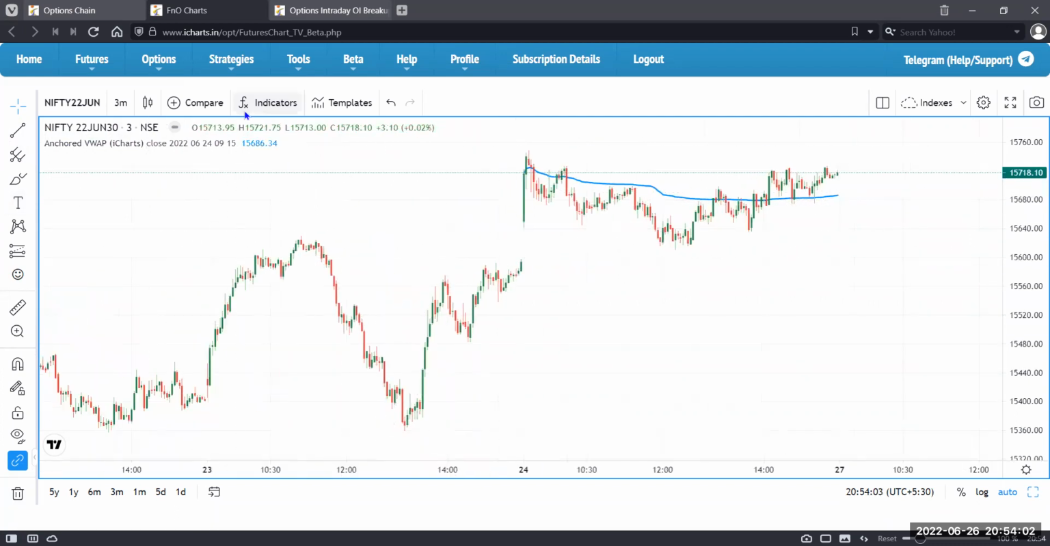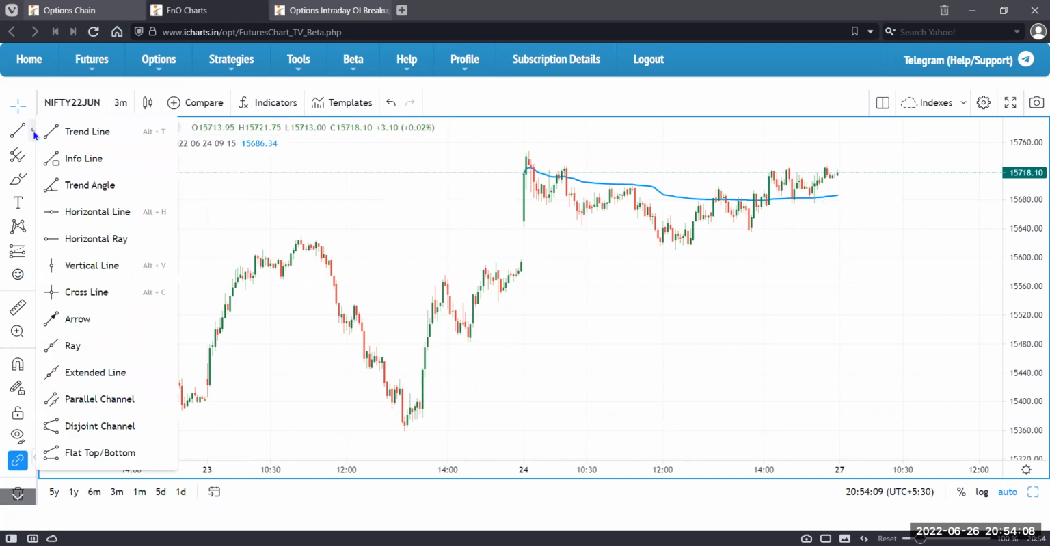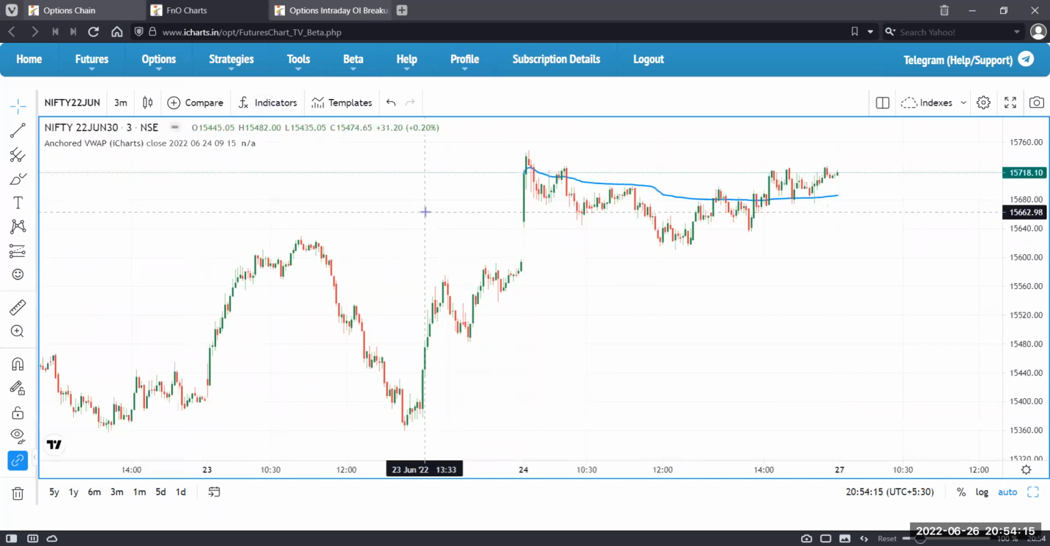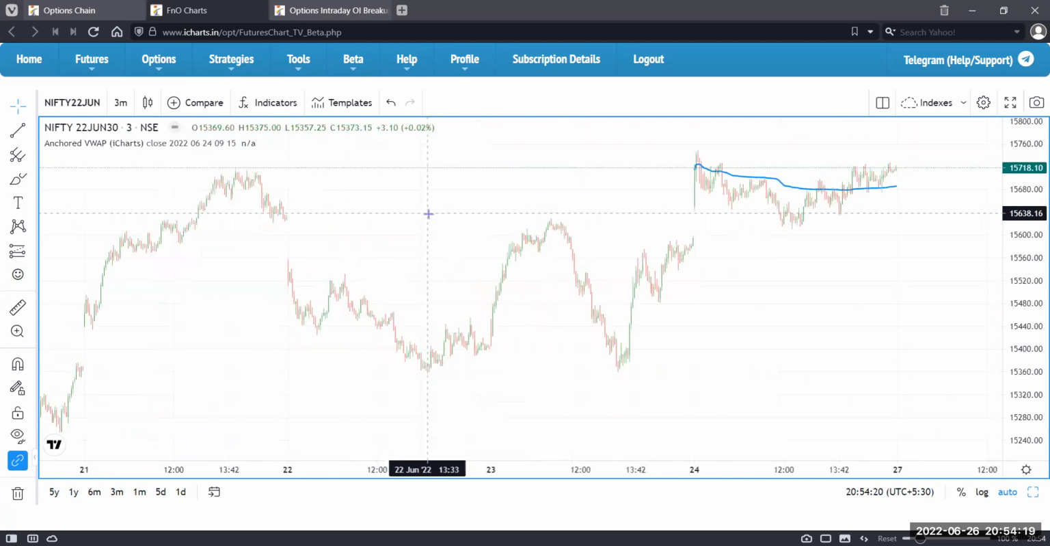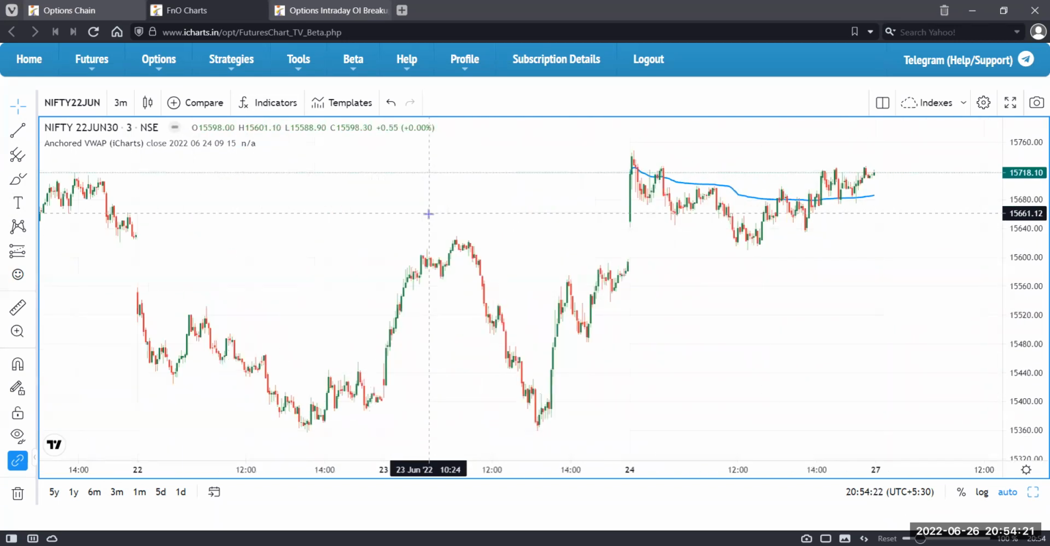Sometimes they update the software and provide a few extra features. So hopefully at some point they'll add the anchored VWAP over here. Then we can just remove it over here. But until that time, this is what we'll have to do. So that's the thing.